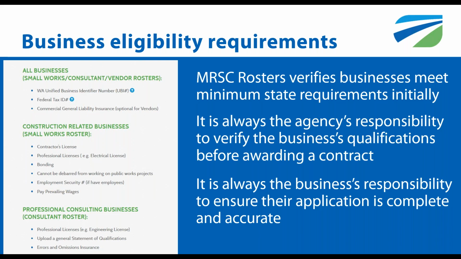Like I mentioned, we verify that businesses meet the minimum Washington state eligibility requirements to work with Washington public agencies. All businesses must have a valid Washington UBI number, an active Department of Revenue account, and a federal tax ID number. Typically, this applies regardless of if they are an out-of-town supplier, out of state, but there are some exceptions that apply to out-of-state suppliers. So in those cases, we work individually with the vendor.